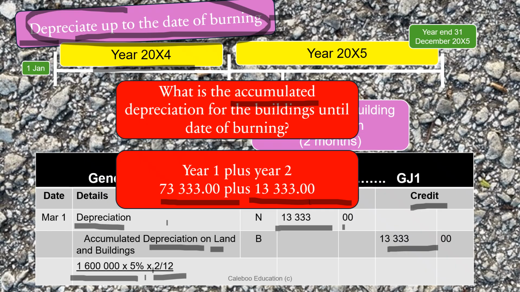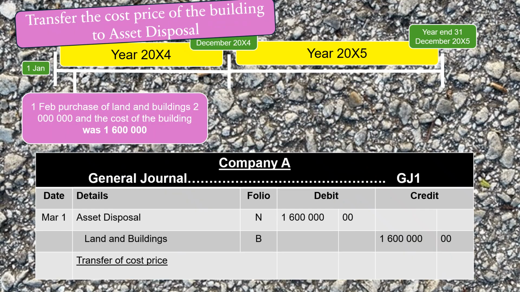73,333 plus 13,333. So I'm just making you think to yourself, what is the accumulated depreciation up until the date of the burning? Because you're going to need that information to calculate whether there was a profit or loss on this event or transaction. So let's move on. We depreciated up until the date of the burning.